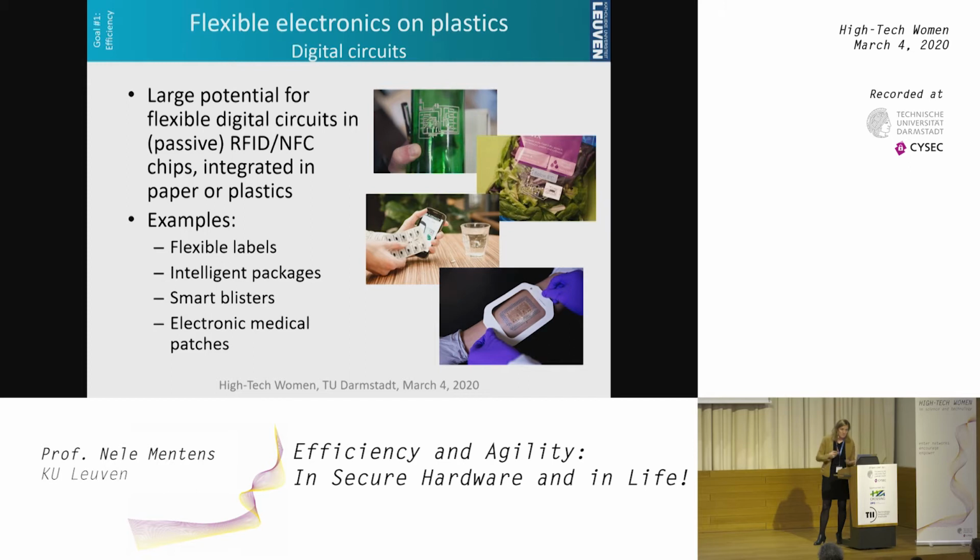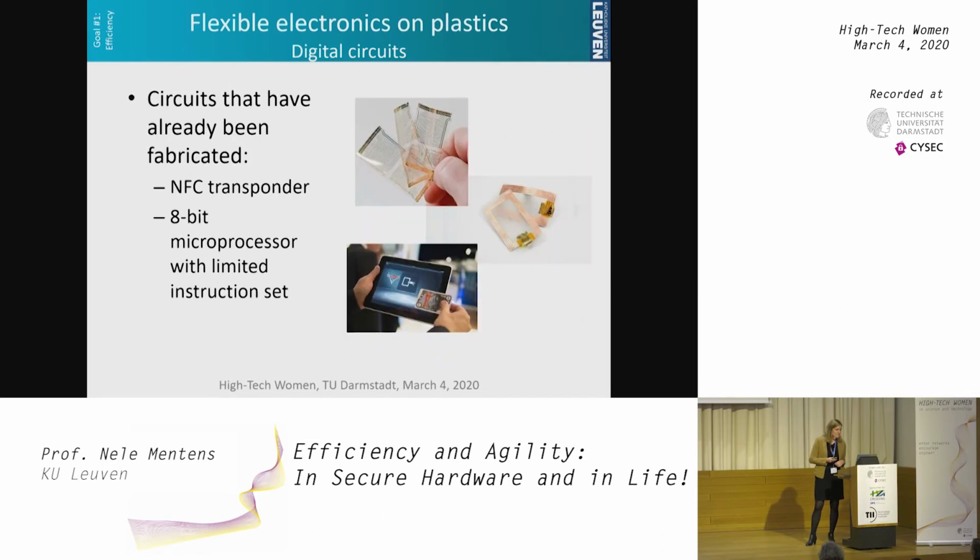And what people mainly started looking at were RFID or NFC applications that require very low power and that are not battery powered, but that need to get their power wirelessly. Some examples are flexible labels, intelligent packages, smart blisters for pills, or electronic medical patches. Besides that, circuits that have already been fabricated are NFC transponders, even small microprocessors. And that's why we wanted to look also into security or crypto applications, about which I will say something later.